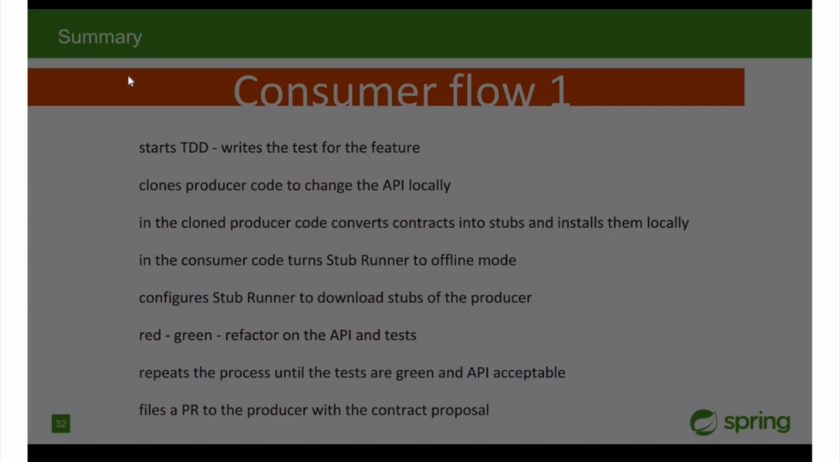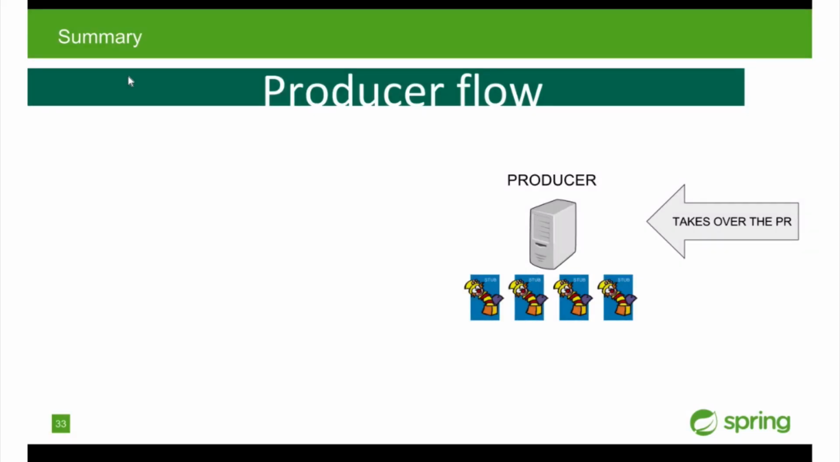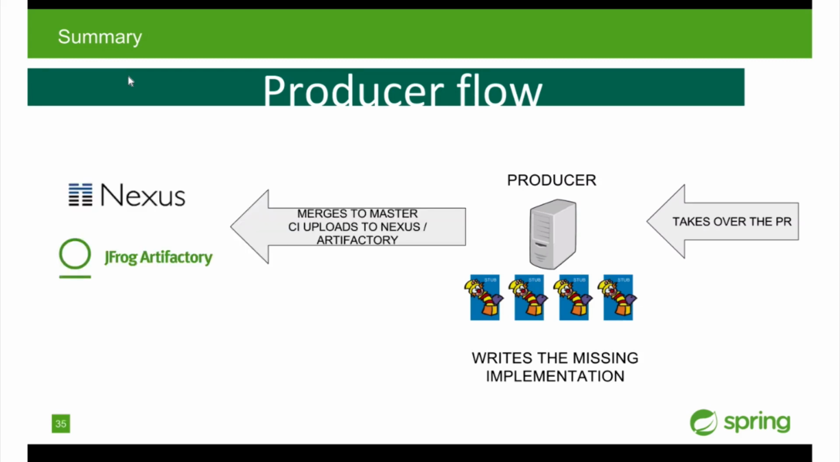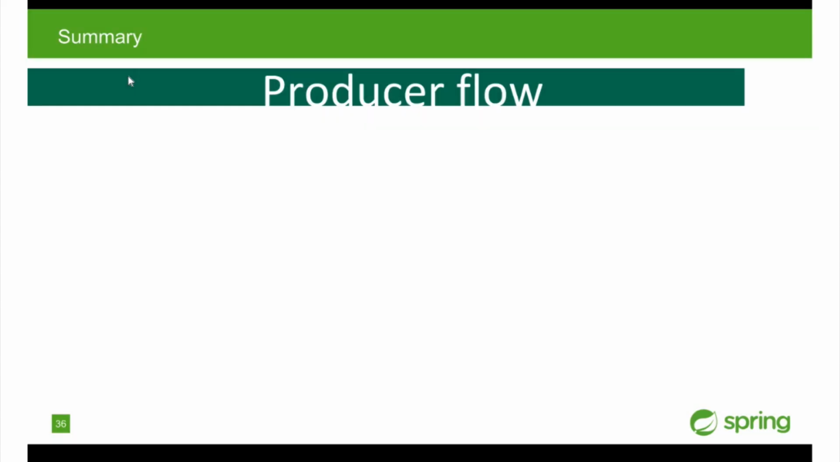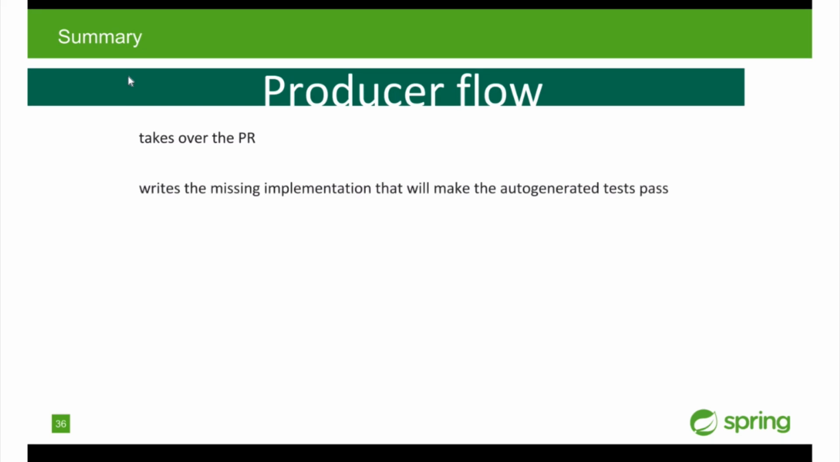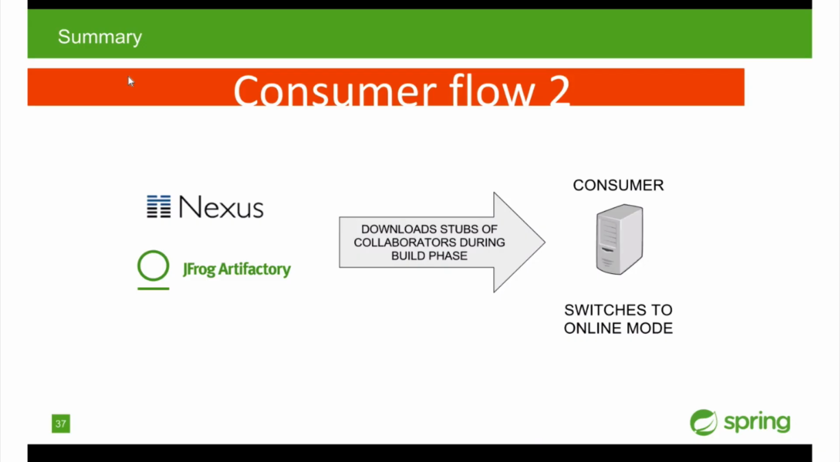Now, the producer takes over the PR, writes the missing implementation, and once the PR has been merged, the CI tool will upload the stubs and the fat jar to Nexus or Artifactory. So we take over the PR and write the missing implementation, and since we are using the Spring Cloud Contract Maven plugin, there will be some auto-generated tests created for us, right? And we have to make them pass. We merge the PR, and the CI tool will deploy the application and the stubs to Nexus or Artifactory. Then the consumer switches to online mode and downloads the stubs of the collaborators during the build phase. So you have much faster feedback.